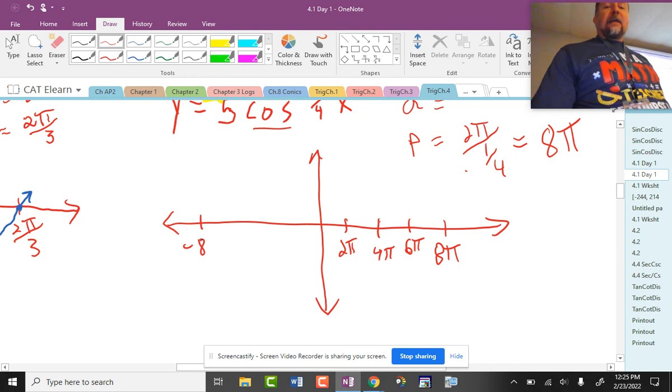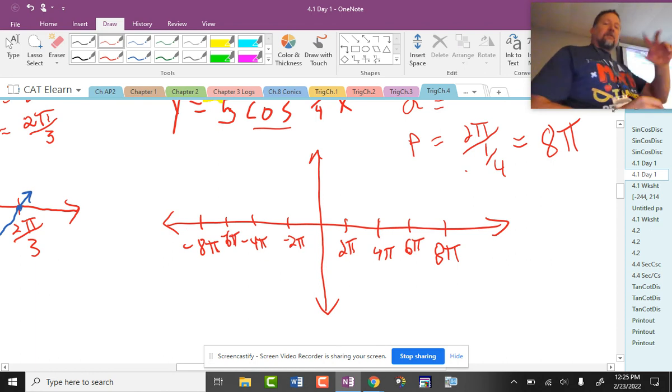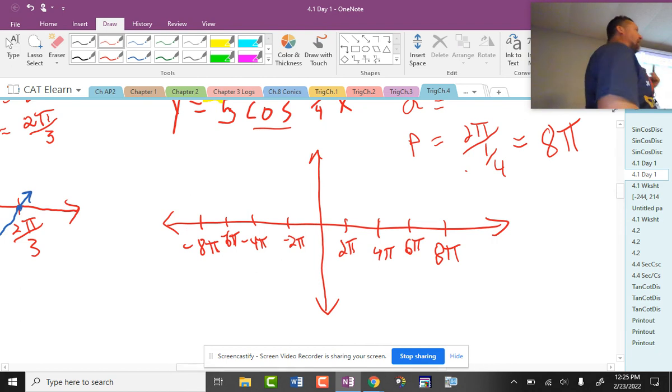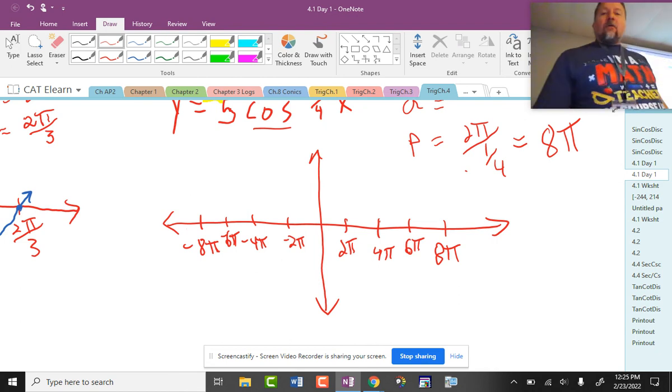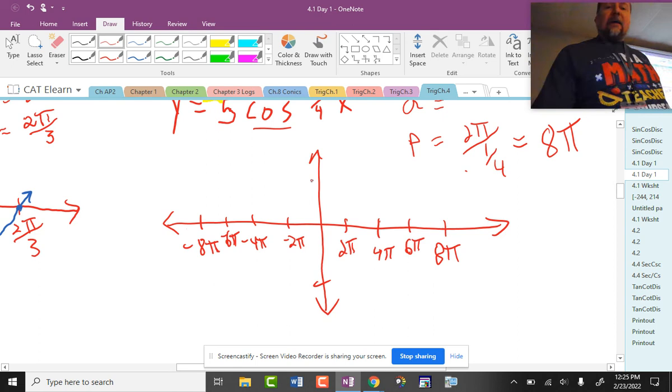Okay, so this is negative 8 pi. This is negative 4 pi. This is negative 2 pi. This is negative 6 pi. All right, it's just the two periods is the simplest thing to do. You just cut and paste. All right, now you're just going to mark this as 5 and negative 5.